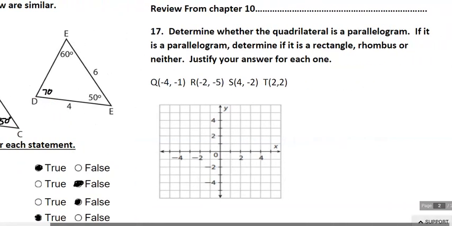All right, lastly, we're going to do a review from our last chapter and just to see if this is a parallelogram, rhombus, or rectangle, or neither. Let's go ahead and plot this carefully first. -4, 1, right here. Oops, sorry, -4, -1, that's down here. That's Q. We have -2, -5, that's down here. It's R. We'll have 4, 2, 4, -2 right here, which is S. And we'll have 2, 2, which would be T.